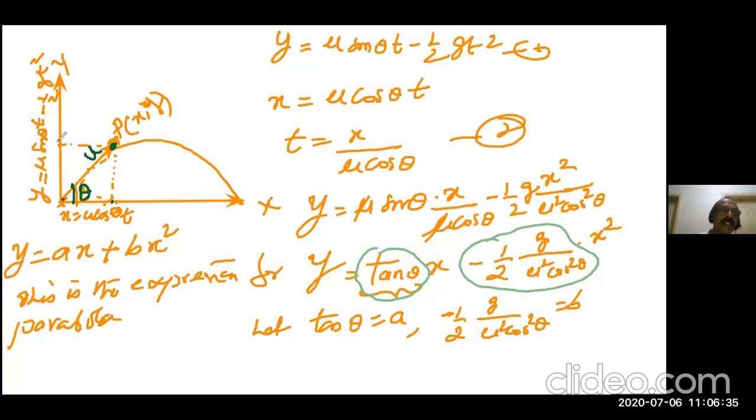And the vertical component y is equal to u sin theta t minus half g t squared, where g is acceleration due to gravity. We have to explain every symbol.